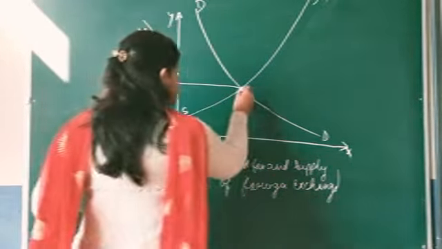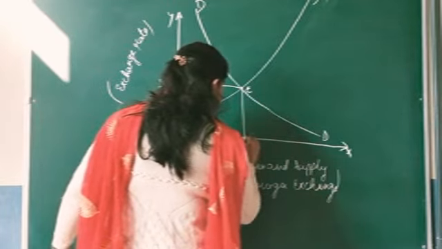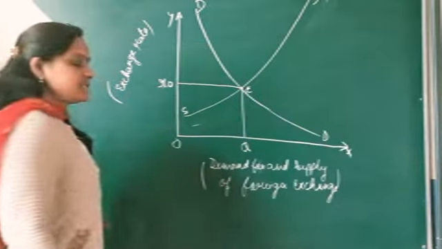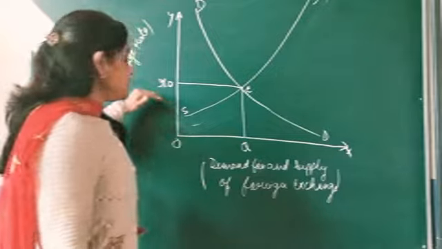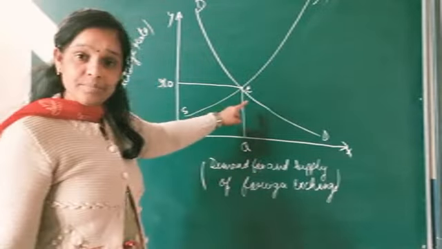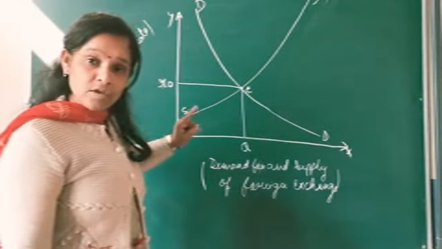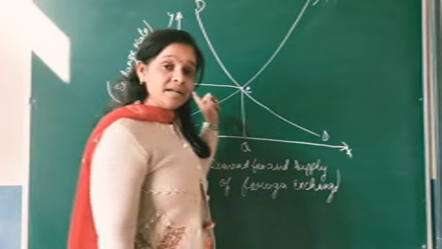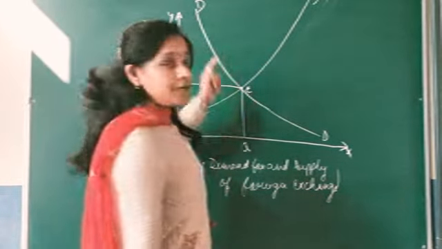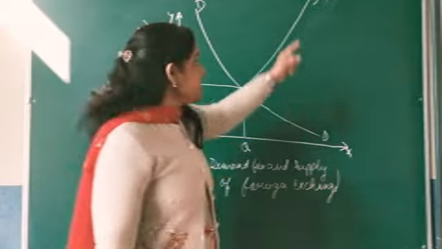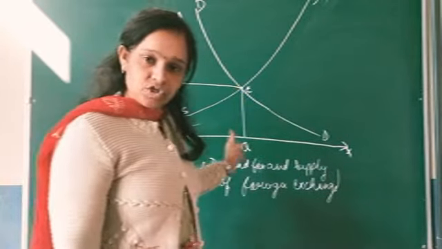And what is the quantity? Quantity is U. Is it clear? This much. Now, this is the equilibrium exchange rate. Why? Because at R naught, the demand for foreign exchange is equal to the supply of foreign exchange.